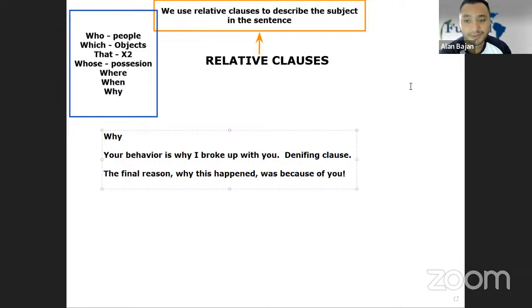Lo mismo si digo, this is the place where I will travel. Where is a word that I can use for questions, but I'm not using where to ask anything. Is that clear? Yes, thank you. You're welcome.